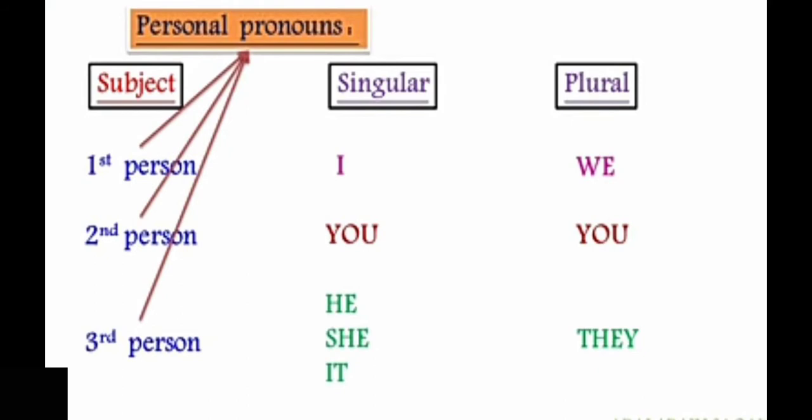We can divide the basic pronouns into singular and plural. I is first person singular and its plural form is we. You can be used singular as well as plural. And third person singular pronouns are 3: he, she and it. They is the third person plural form. I hope you have studied this in the previous classes. It is just to remind you.